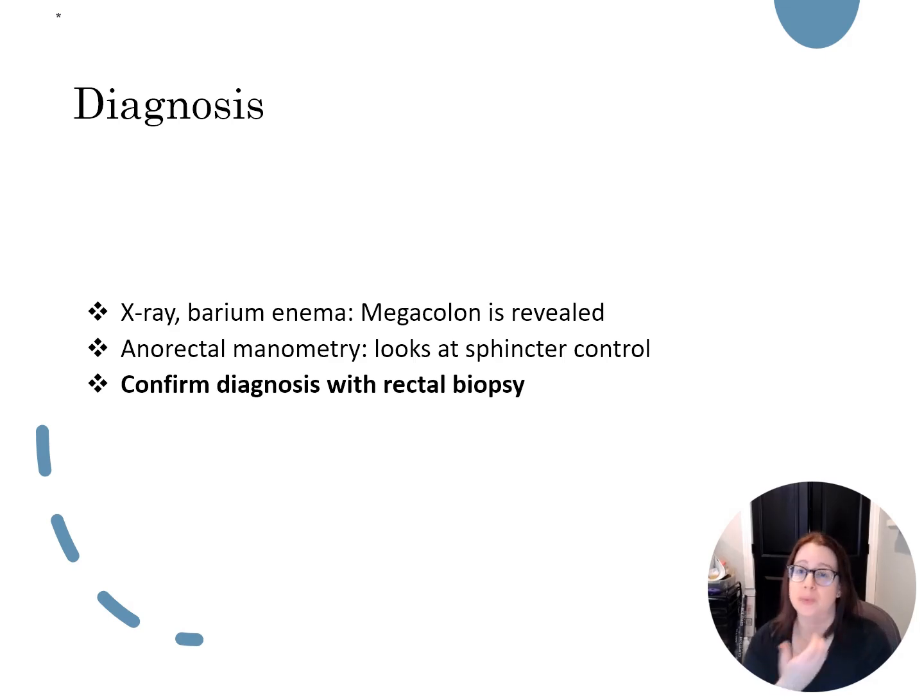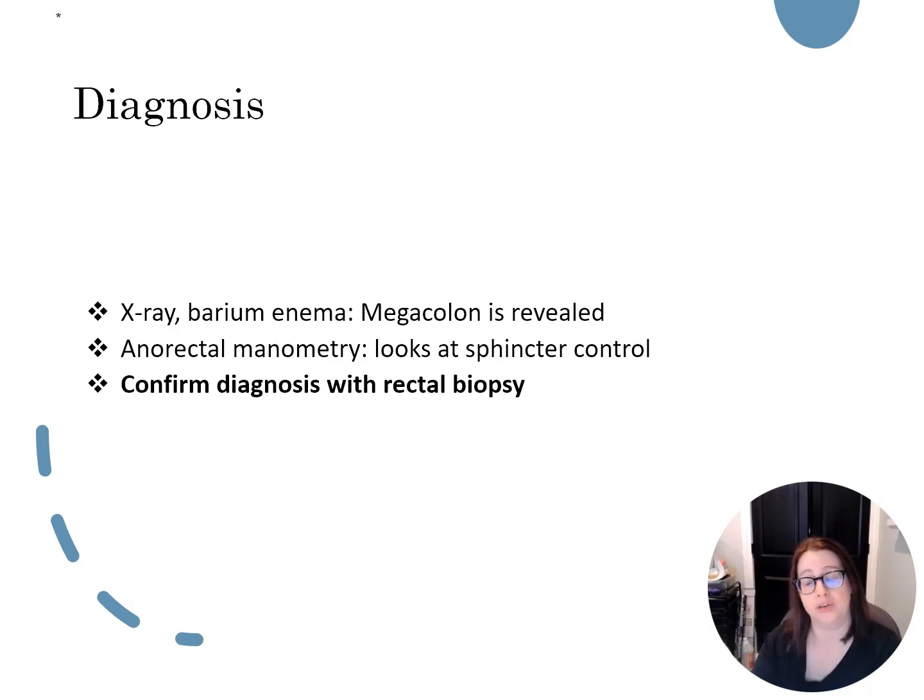So we diagnose Hirschsprung's with a rectal biopsy because we need to see the tissue under a microscope to note the absence of the ganglion cells. X-rays can show us megacolon, which is when that colon will distend, and an anorectal manometry exam will use like a little catheter to change pressure in the rectum to help see how that sphincter will respond, but neither of those are definitive. It's biopsy, biopsy, biopsy for Hirschsprung's, okay?